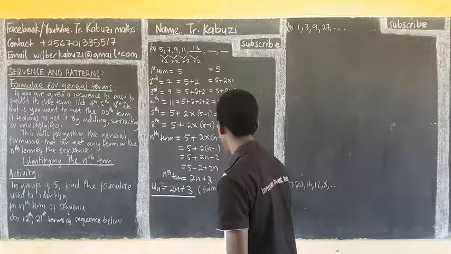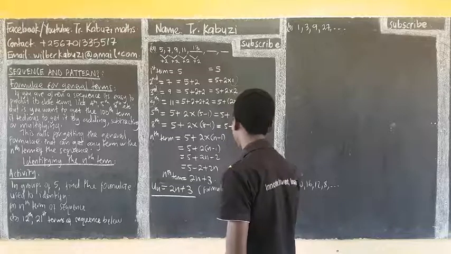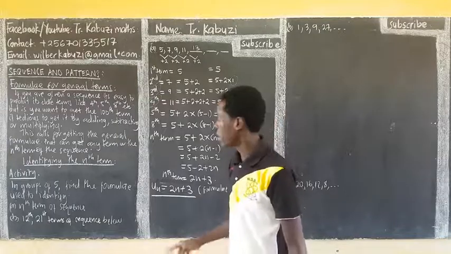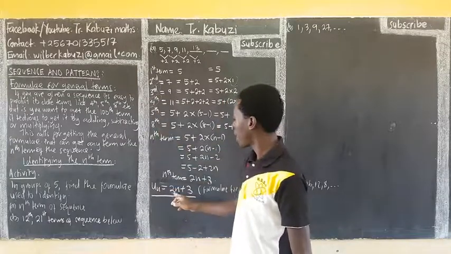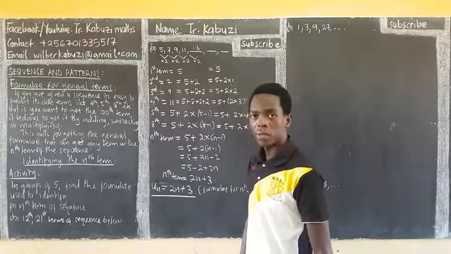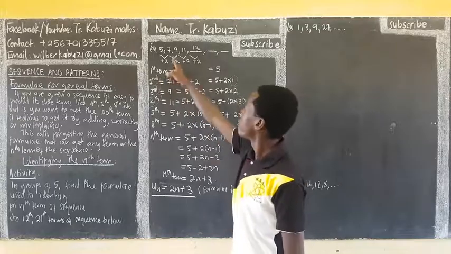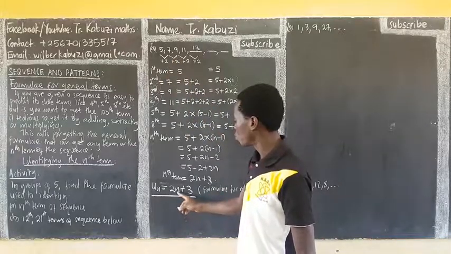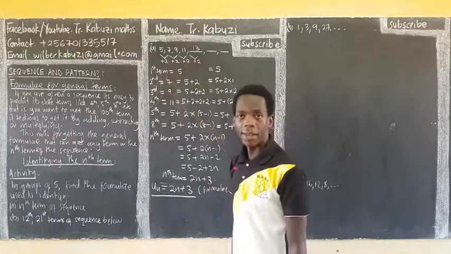Formula for nth term. So you try it and see. When we want to get the first term, it means that n is 1. When you put 1 here, we have 1 times 2, which is 2, plus 3, which is 5. So if you want to get the second term, n is 2. So we have now 2 times 2, which is 4, plus 3, which is 7.